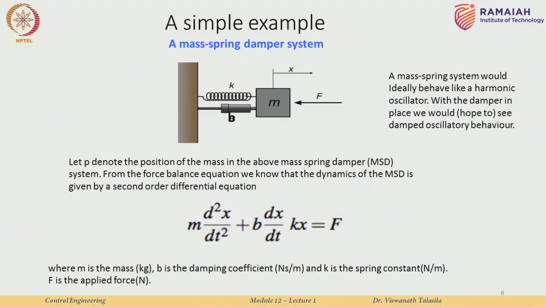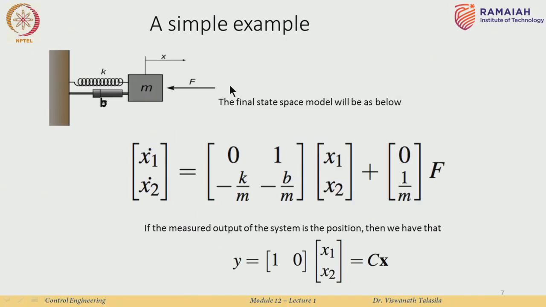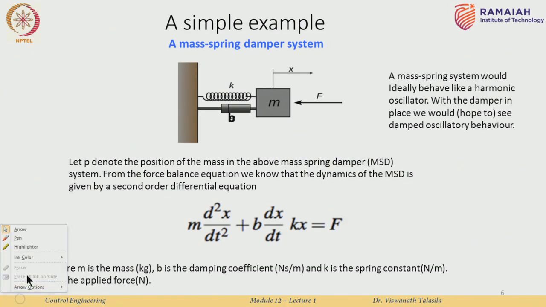So, let us go to a simple example, and we will start off with the ubiquitous mass spring damper system. Okay, so we have, as you can see here, a mass m connected to the wall on the left by a spring with spring constant k. Then I have a damper with a damping coefficient b, and I have applied an input force on the mass in this direction, and we are going to see what the dynamics are.